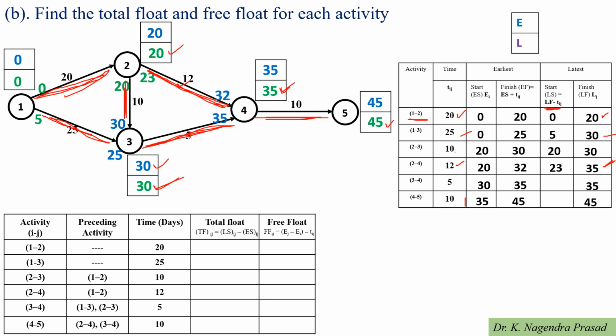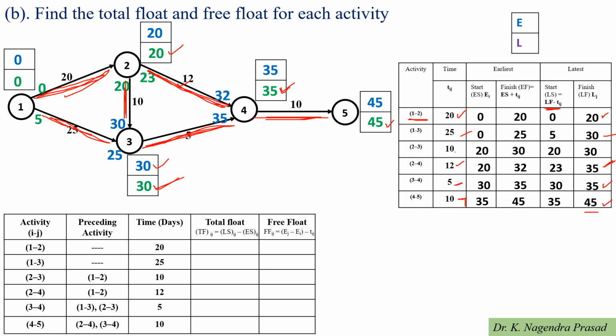And next one is activity 3 to 4. For activity 3 to 4, latest finish time is 35. Then start time will become 35 minus 5, which is equal to 30. And last activity 4 to 5. For 4 to 5, latest finish time is 45, and start time will become 45 minus 10, which is equal to 35.